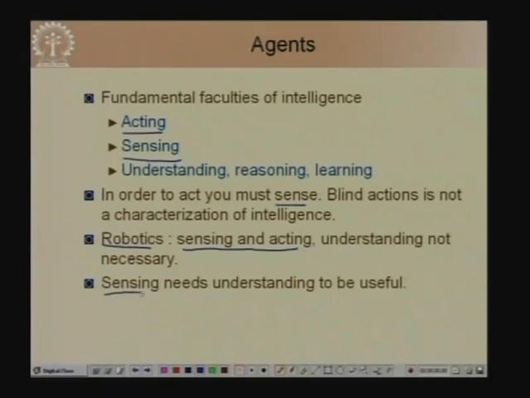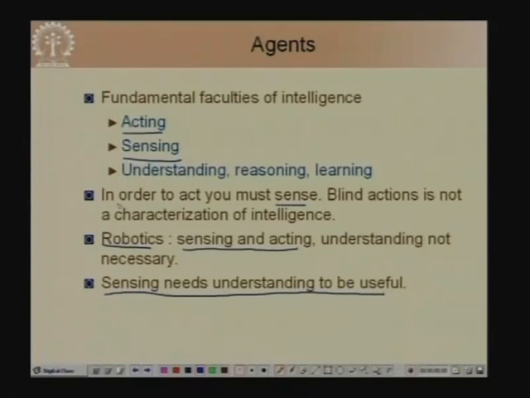However, we must realize that sensing really needs understanding to be useful. So, an intelligent agent which possesses complete intelligence must be able to do the following. It must be able to understand or interpret what it senses. It should be able to reason. And finally, the agent should also be able to learn so that the agent can operate in an unknown environment. In fact, learning is a prerequisite for an agent to be autonomous. An autonomous agent which can adjust to a changing environment must have some learning component.